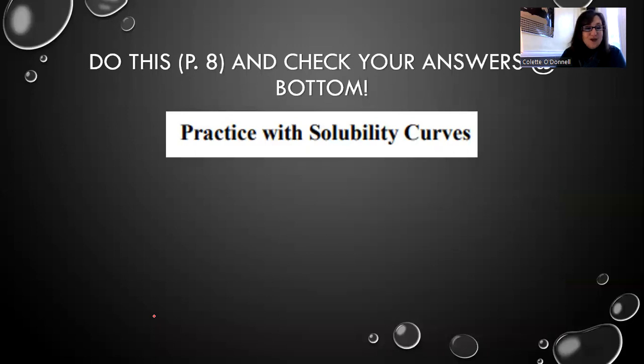So now it's up to you. You need to do practice with solubility curves on page 8 in your self-guided packet. And be sure to check your answers, which are located at the bottom of that page. Get some good practice, and if you have questions, certainly ask me in class.